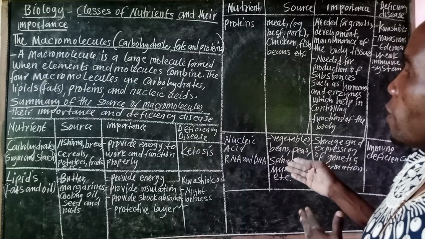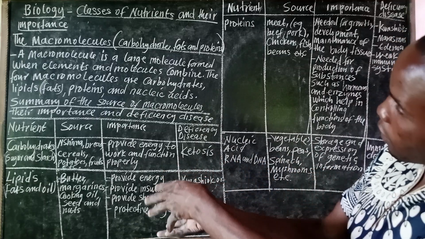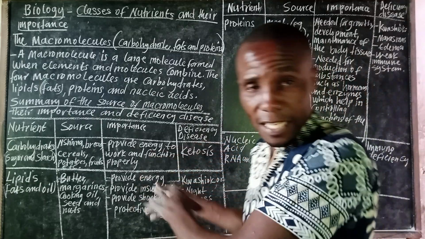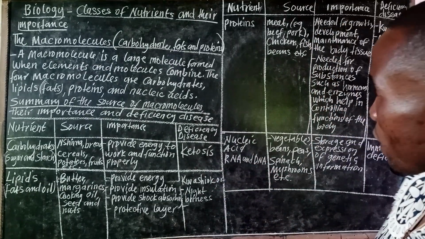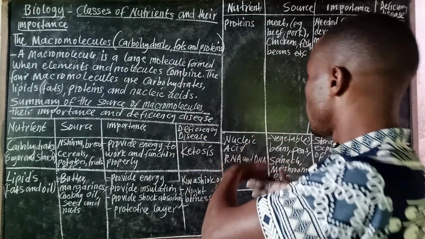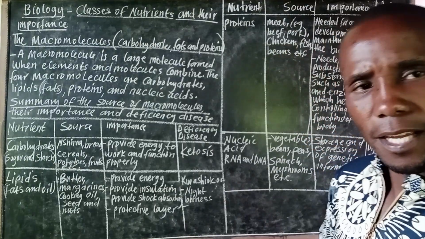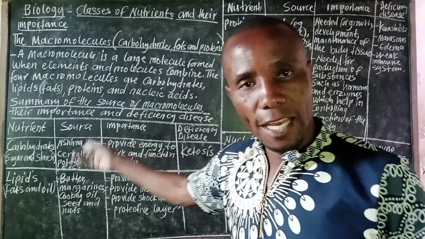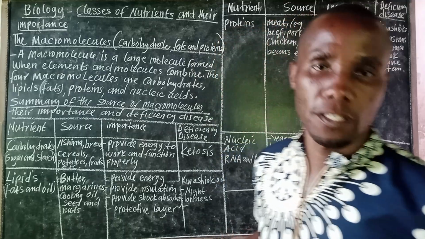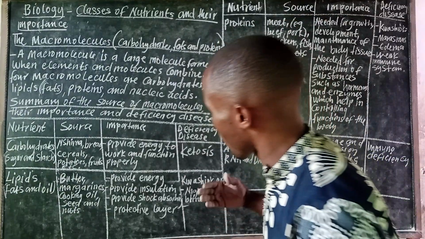So that means nutrients, that's the nutrients. Now source, where is that nutrient coming from? Then importance, what's the importance of that nutrient to a human being? Then deficiency disease, what disease can someone suffer from when he or she lacks carbohydrates? That's what it means. So we are going to start with carbohydrates.